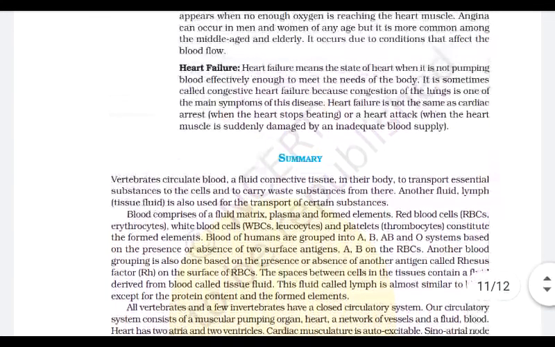So this is all about chapter number 18, Body Fluids and Circulation. I hope this video helps in understanding the concept.